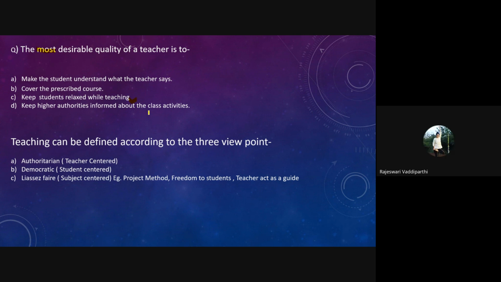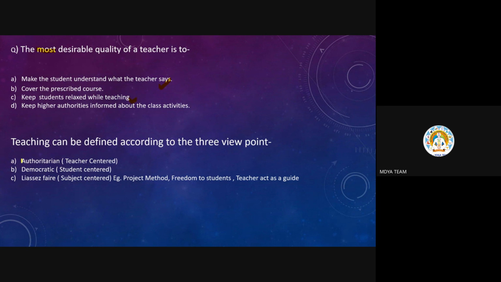Ma'am, A. The student has to understand, ma'am. Okay, so this is the most desirable. Clear? This is the answer. If you are confused between any options, just once again look at the question, look at the adjectives that are there. There are certain adjectives in the questions, so solve the questions according to that adjective. Clear?